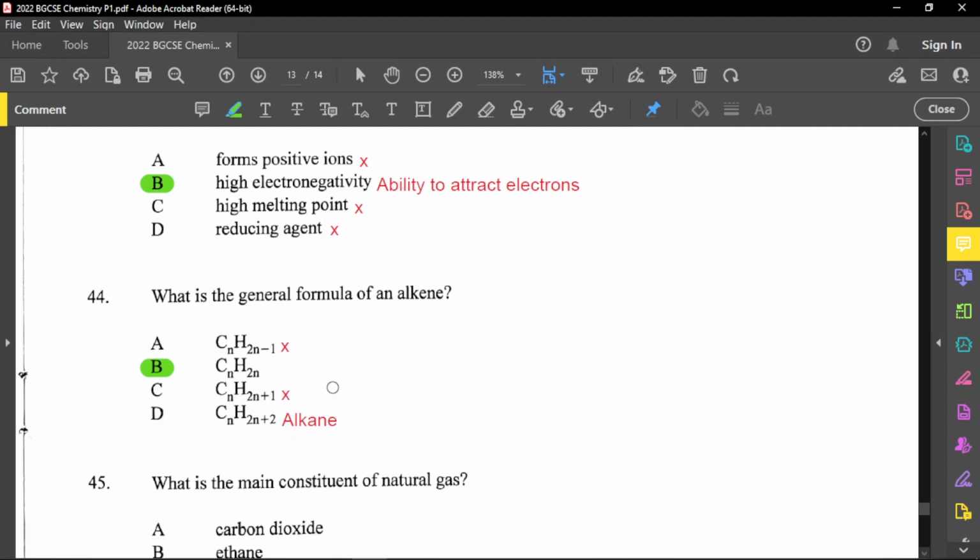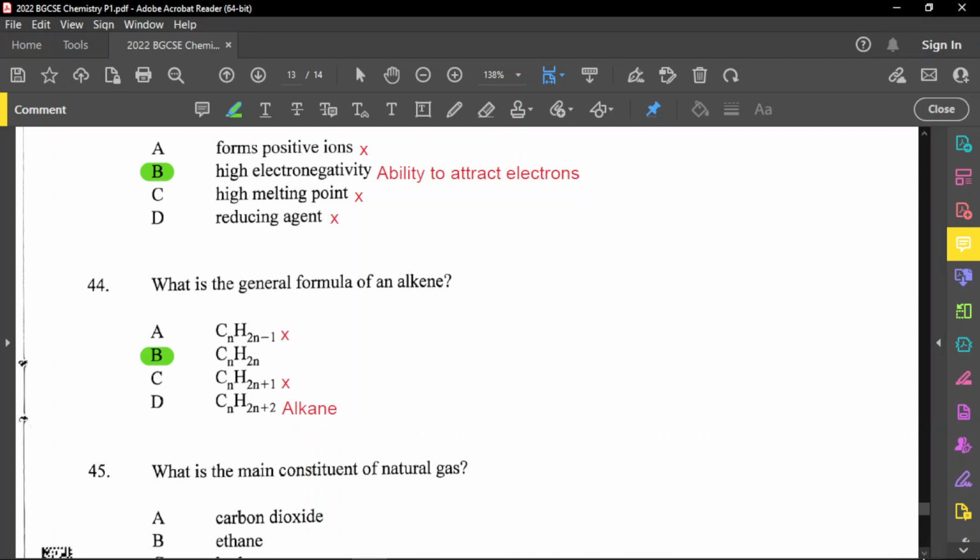CnH2n plus 1 is not a formula for nothing at all. This is a plus 1 something, like plus OH or plus COOH. That's different. But just plus 1 by itself is not a formula. For D, CnH2n plus 2, which is alkane. So that's a valid formula. But again, our alkene is actually B. And of course, alkyne would have been minus 2 instead of plus 2, right? So B is the correct answer for 44.